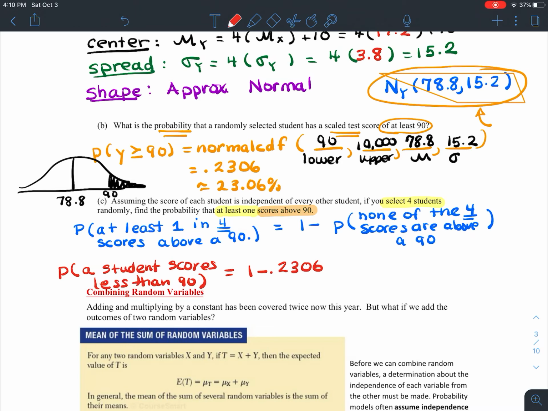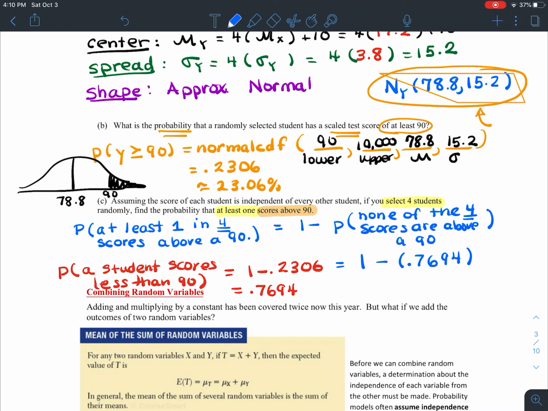That is 1 minus the probability we got in part B. Remember, this probability was that they scored 90 or above. I'm looking for what if one student scores less than 90. One student scoring less than 90 is 0.7694. Now why would I want to know what one student's odds of scoring less than 90 is? Well, I want to subtract over here that none of the 4 students scored above a 90.